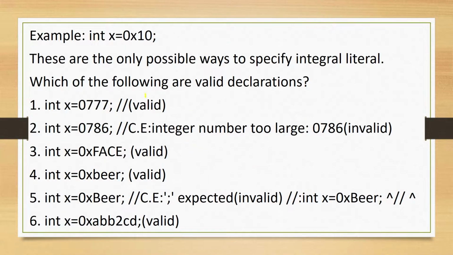Now let's move on and see some examples. For example, int x equal to 0x10. These are the only possible ways to specify integral literals. Let's see one of each. The first one we have is 0777. We have added a 0 here, so this would be considered as an octal literal 777. So this is valid. But now see the second one, 0786.